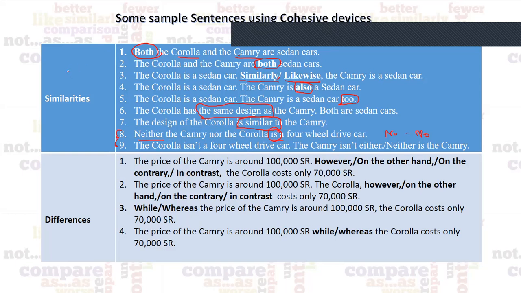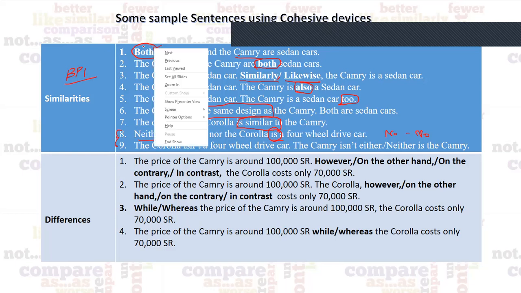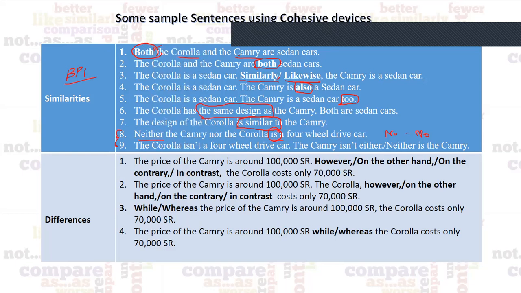Clear? So similarities, this is body paragraph number 1. And make sure that if you're using both, use this sentence once only. Do not repeat the same model over and over. Clear? So I have given you 9 different models to select, and for similarities at the most you will write maybe 4, maximum 5. You won't go more than that. Clear? So these models you have to learn. These are the examples of sentences for similarities.